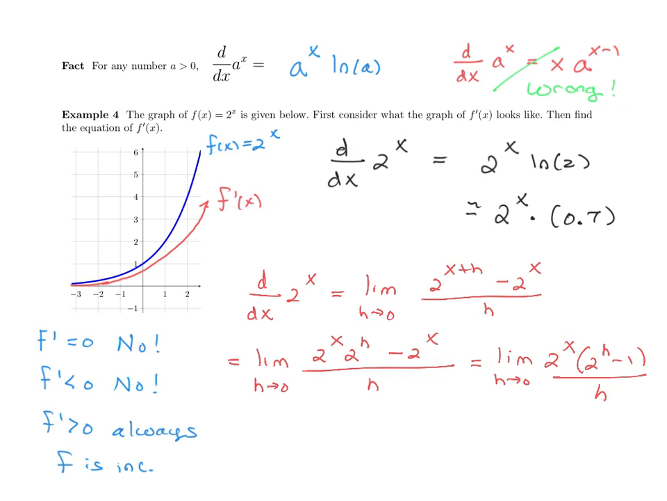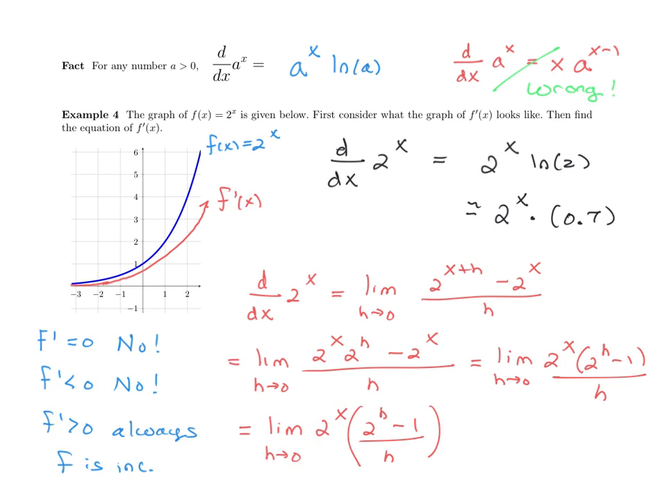We can split this up into two separate pieces. This is the limit as h goes to 0 of 2 to the x times (2 to the h minus 1) over h. Well, the 2 to the x will not depend on h going to 0, so this thing stays.